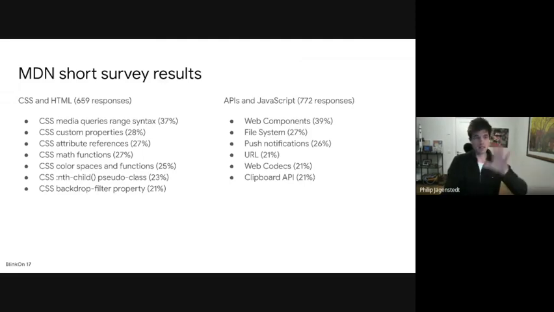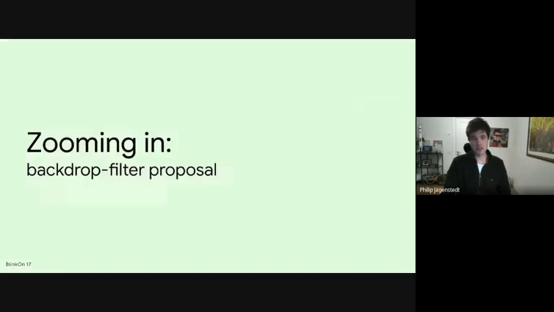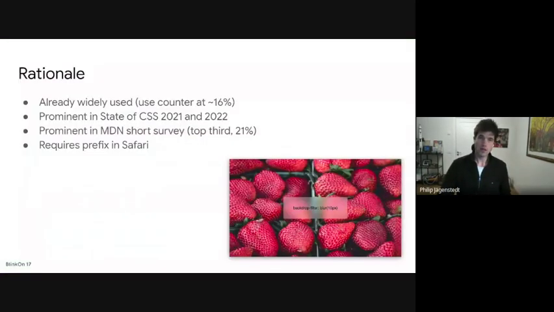All right, so that's 2 different kinds of survey data. Let's zoom in on a specific proposal as promised, and it's backdrop filter. So backdrop filter, why is that important? If we take everything together, it's already widely used on 16% of pages according to use counter. It was prominent already last year in State of CSS and this year again, and was also prominent in the MDN short survey that we did. It was in the top third of those options.